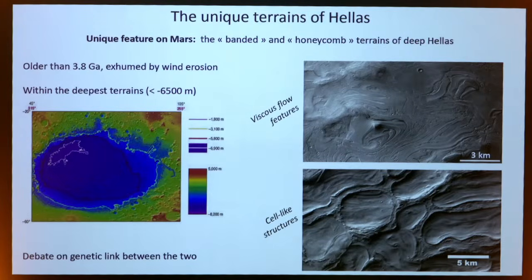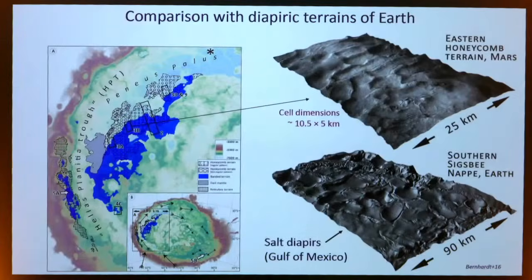There is an ongoing debate as to if there is a genetic link between these two types of morphologies, which are close by and sometimes sort of intertwined. The understanding is that this area is so deep because there is this sort of wind corridor that has consistently eroded terrains over very thick amounts of strata since the Noachian, actually. And so this is exposing very deep material in the Hellas floor. It's been recognized from past geological mapping from several groups that these terrains are partially, as I mentioned, intertwined. These are mapped on the left here, and these correspond again to the deepest parts of Hellas.